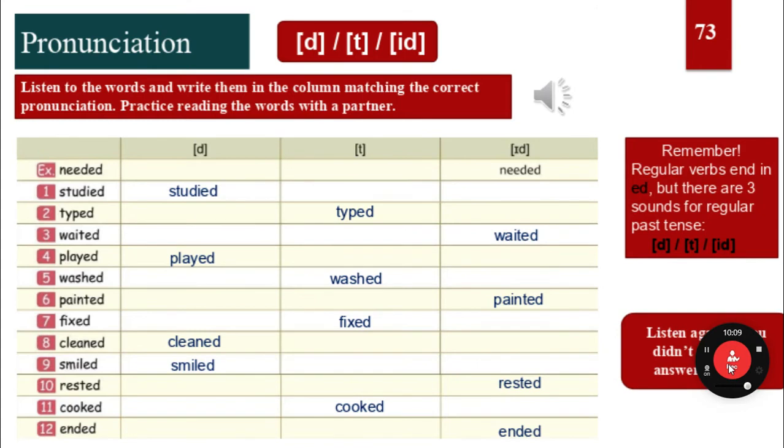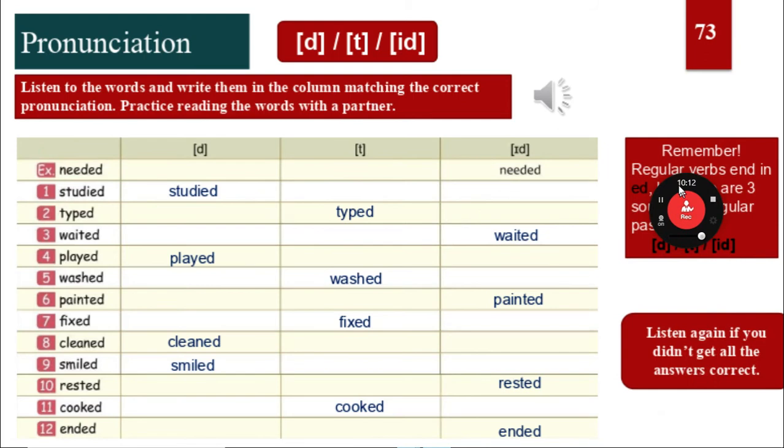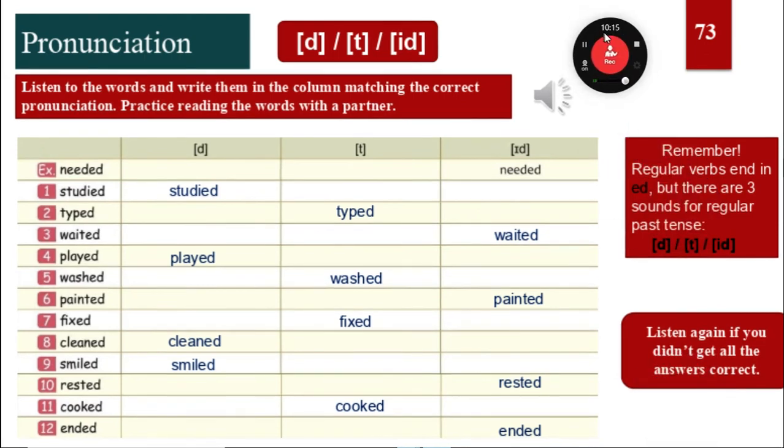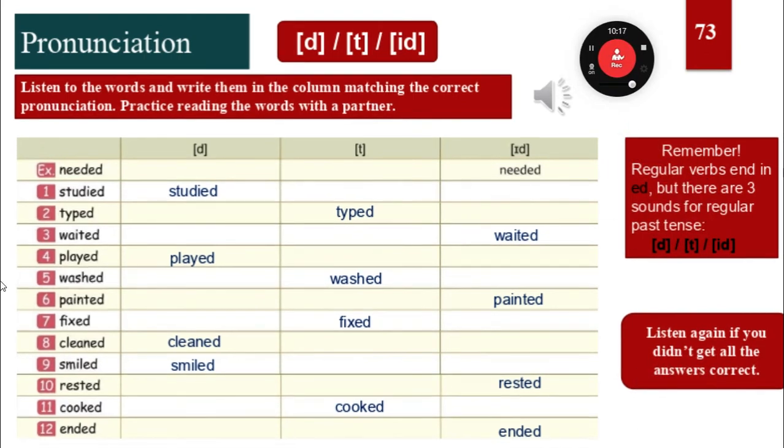Okay. Listen very, very carefully. I'm going to go through this more than once so you can really hear it. Okay. Needed. Needed is it. So the first thing is d. Next one is t sound. And first one is id. Id. Needed. Okay, so listen, and you're going to write this in the correct box. You're going to check the correct box.